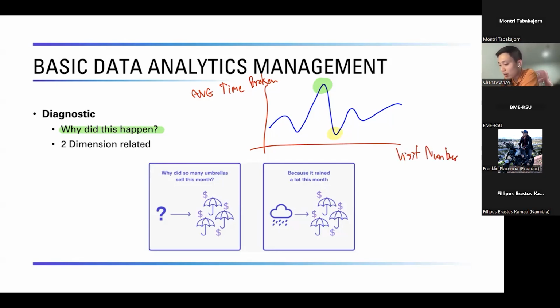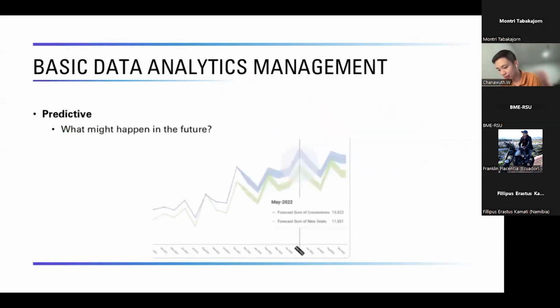Analyze. Oh, it's so high because the number of patient visits to your hospital today is so related. Why and why? For example, the next step, if you're more expert, you can predict. We say the predictive type, what may happen in the future.